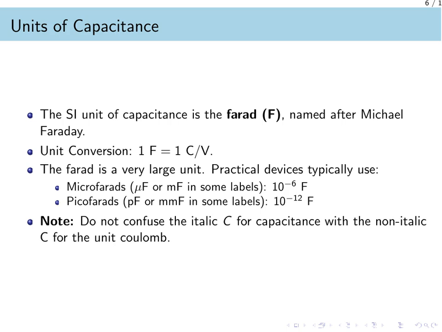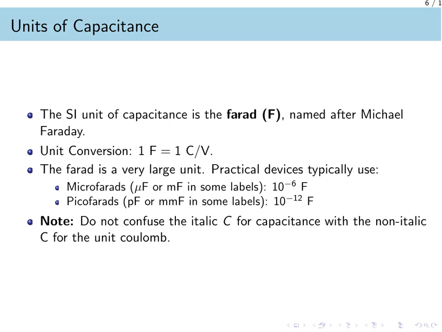You will frequently see microfarads, which are 10 to the power of -6 farads, sometimes labeled as MF or μF on components. Even smaller are picofarads, which are 10 to the power of -12 farads, occasionally labeled as MMF or pF. A quick tip for your notes. Be careful not to confuse the italicized letter C used for the variable capacitance with the non-italicized C used for the unit coulomb.